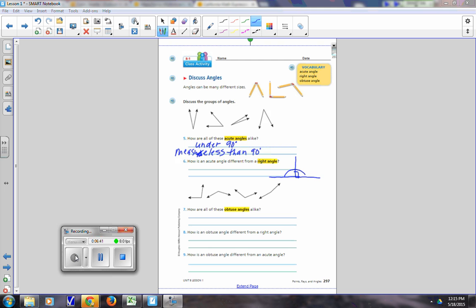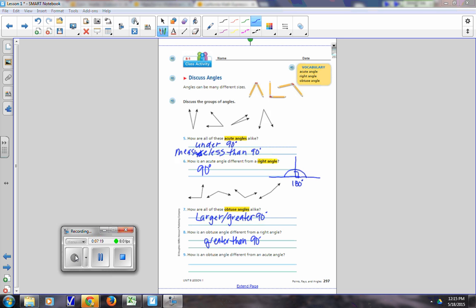all the way around on a flat line is 180 degrees. A right angle is measured at 90 degrees. Now, an obtuse angle is larger, greater than 90 degrees. Now, it's greater than 90 degrees.